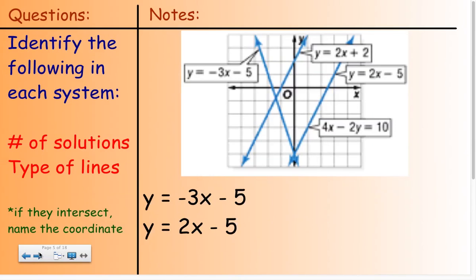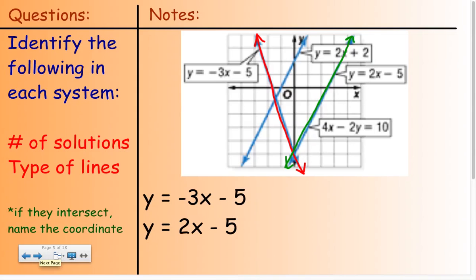Okay, identify the following in each system: the number of solutions, the type of lines, and if they intersect, name the coordinate. All right, so we need y equals negative 3x minus 5, which is this line right here. And we need y equals 2x minus 5, which is this line right here.